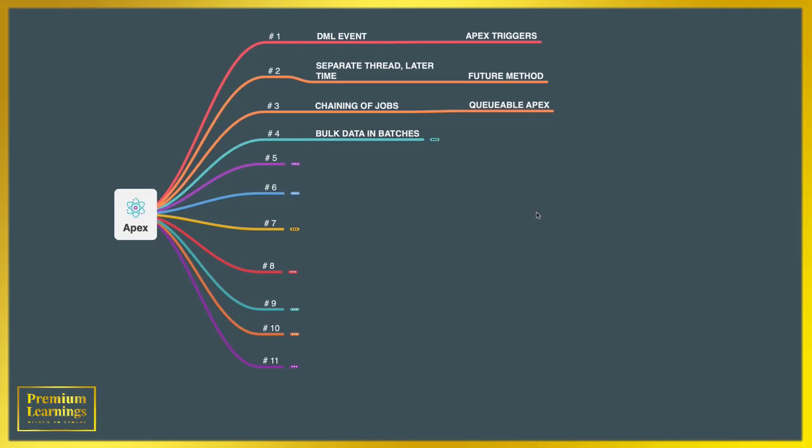Then comes the bulk data processing in terms of batches. Whenever you are handling a huge set of data, that is millions of records, then the normal Apex calling will not help because you get stuck in governor limits. Then you need to use batch Apex. Batch Apex is a special type of asynchronous Apex which will help you to process huge set of data.